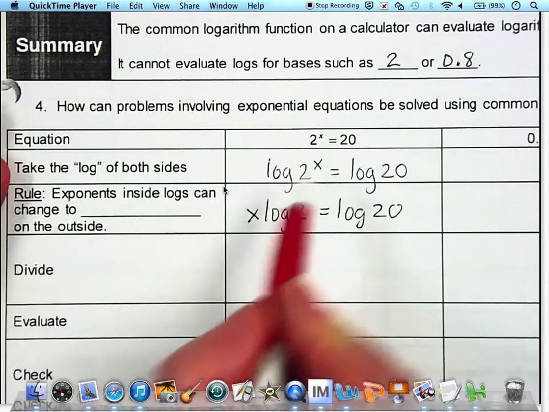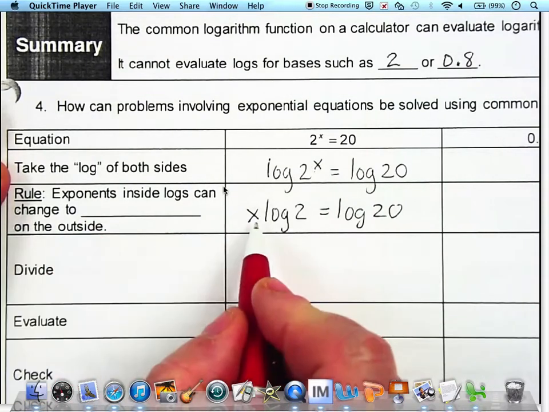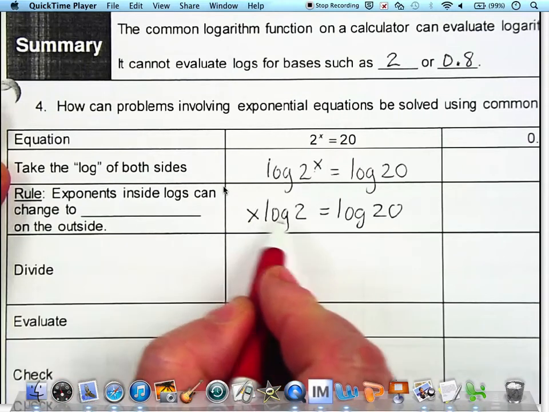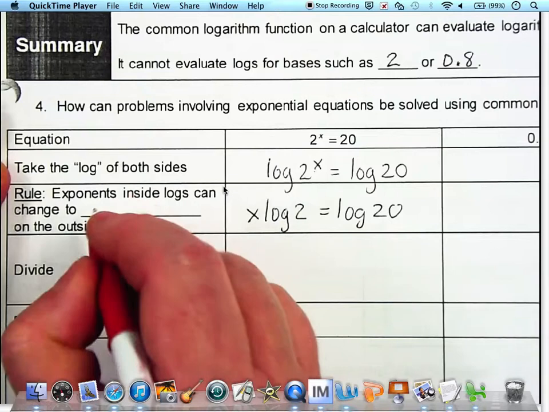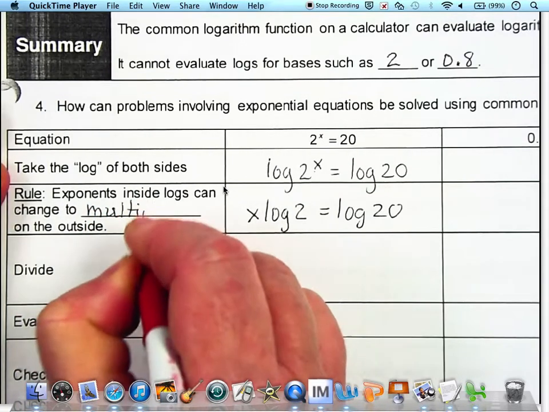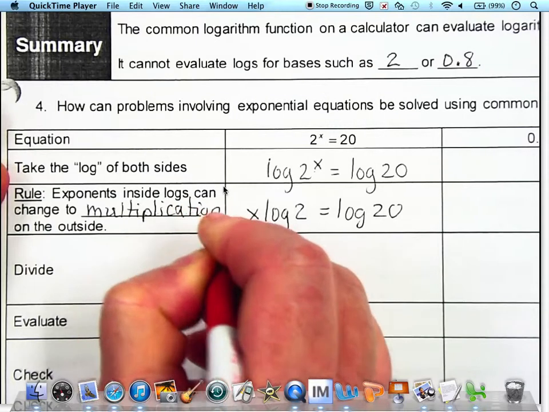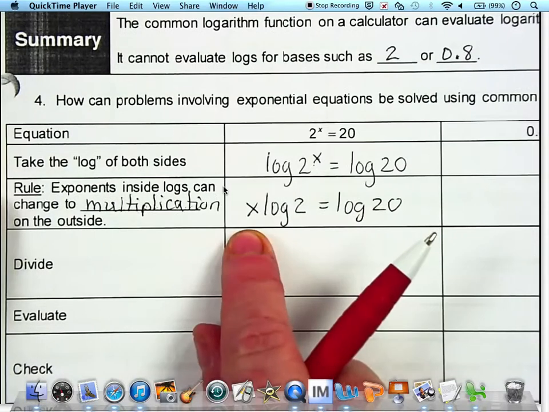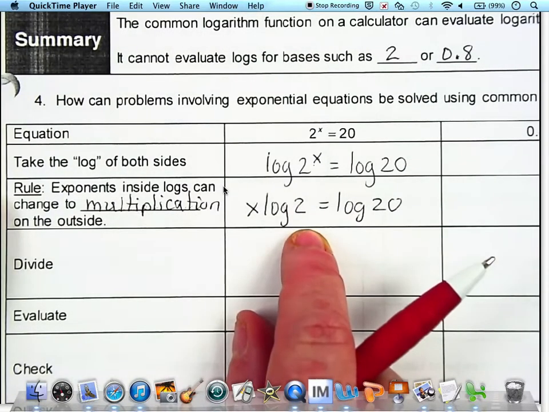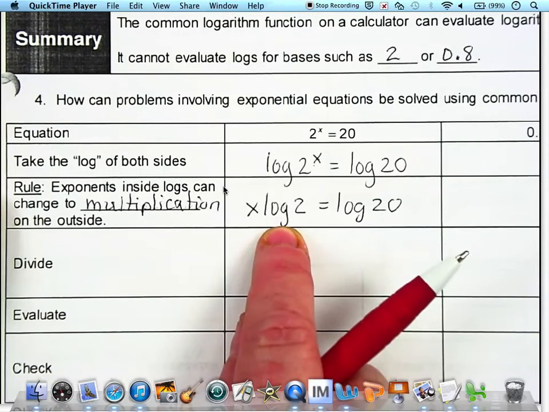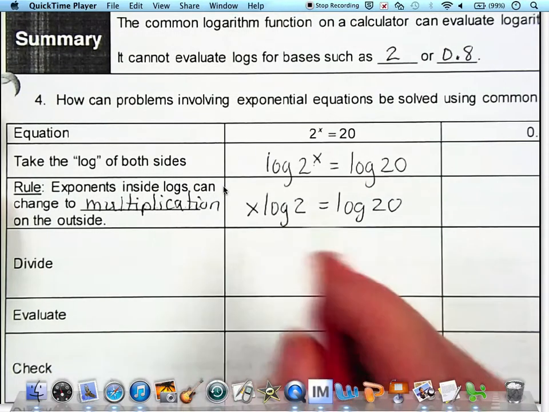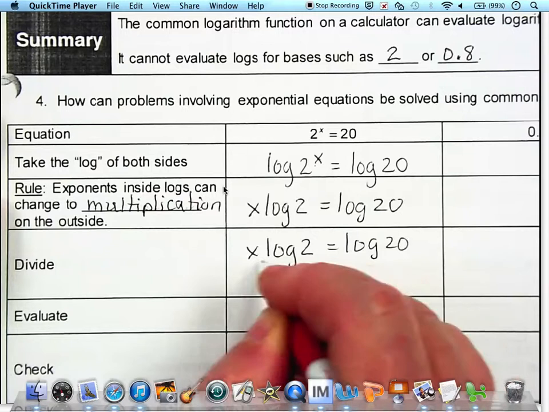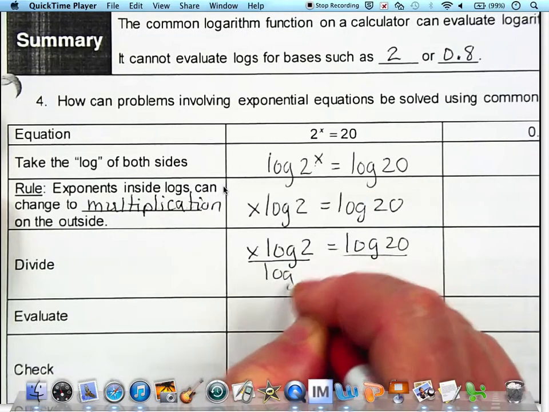Exponents inside logs, like 2 to the x, can change to what? What is this x doing to the log? Multiplying. It was the exponent, now it's multiplying the log. We want to get x by itself, so we have to get rid of log of 2. Since they're multiplying, how do you undo multiplication? We'll divide both sides by the log of 2. So I'm going to write x log 2 equals log 20 again, and then divide each side by log of 2.